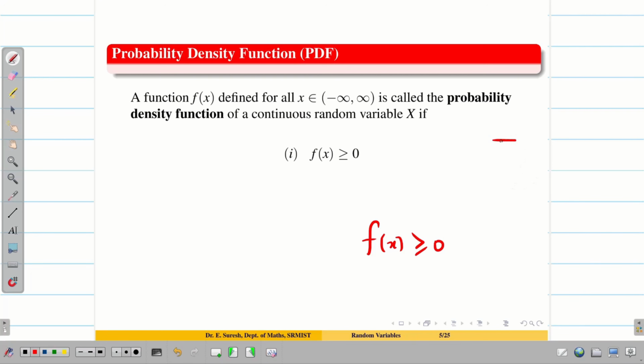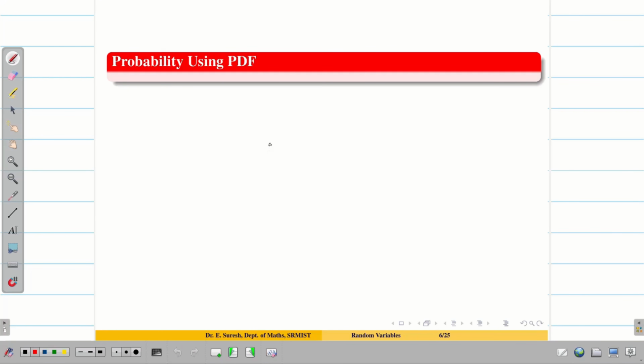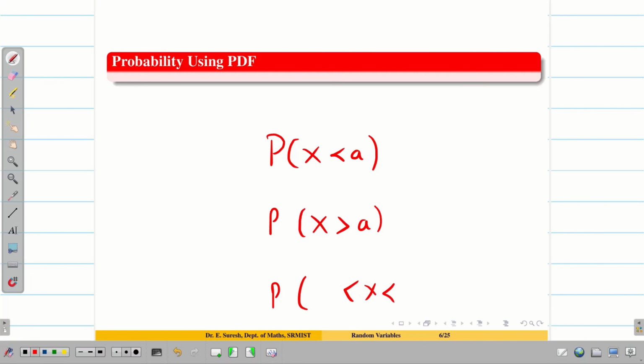In a discrete random variable, we say the sum of probabilities is 1. Since it is continuous, we have a function. Therefore, we say the integral from minus infinity to infinity of f(x) dx is always 1. Therefore, a function is said to be a probability density function if it satisfies these two conditions. Now, from a problem solving point of view, we are going to see how to find P(X less than a), P(X greater than a), or the probability of X lying between some points a and b. We'll see one by one.